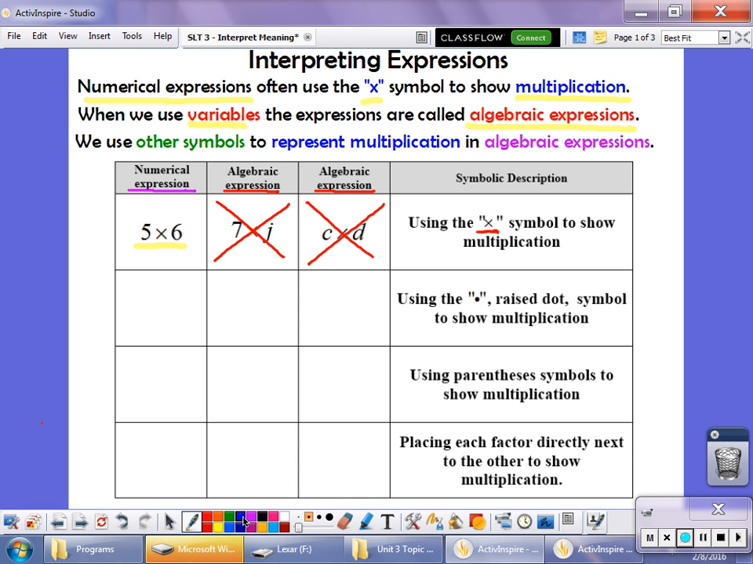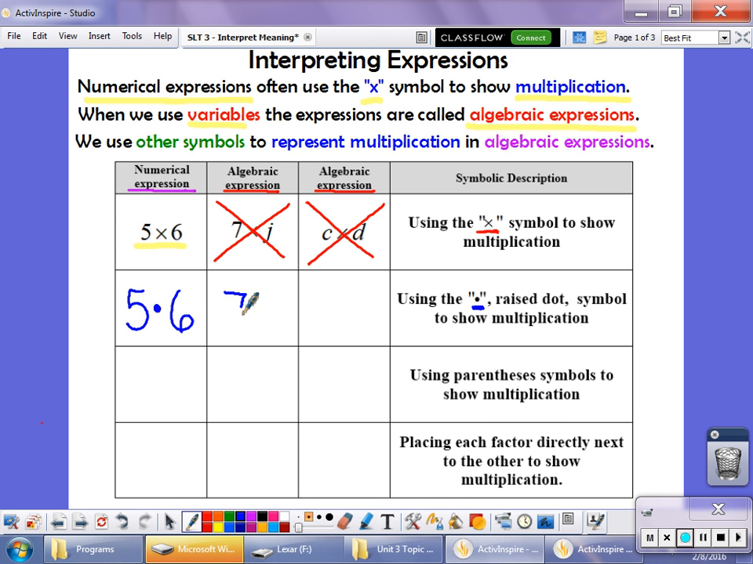And there are 3 other ways we can show multiplication. The first way is using what we call a raised dot. Now this can be used for algebraic or numerical expressions. What we would do is we would take our 2 values, our 5 and our 6, and we would put a raised dot in between them to show multiplication. This says 5 times 6.